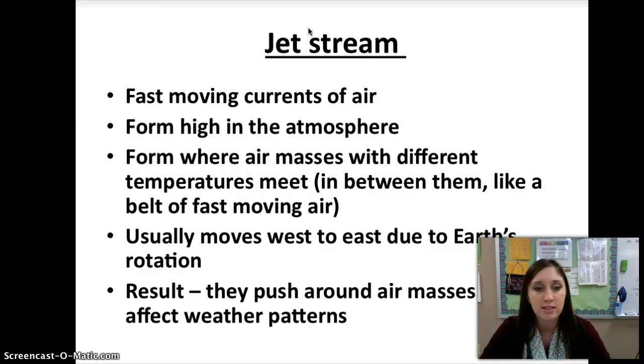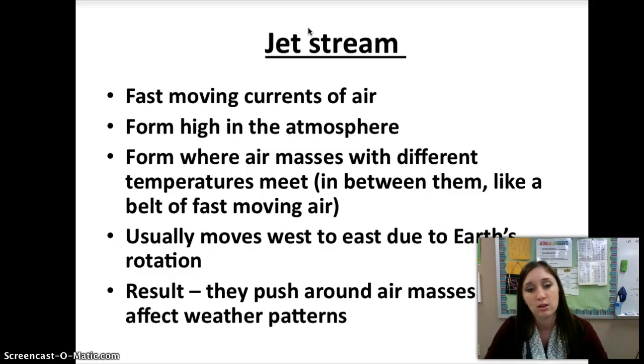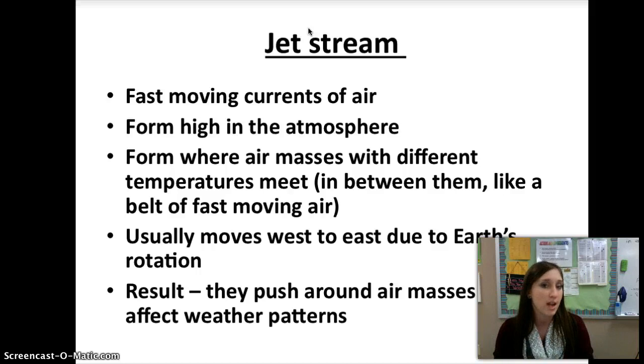It's a fast moving belt of air. So it happens high above the air, it's in between two different air masses, and it moves west to east due to the fact that our Earth is tilted and it's rotating. The result of a jet stream is they push around the air masses and they affect the weather patterns. So they're pushing the different air masses around, causing the weather to change.